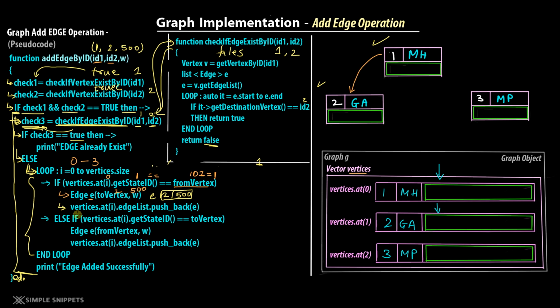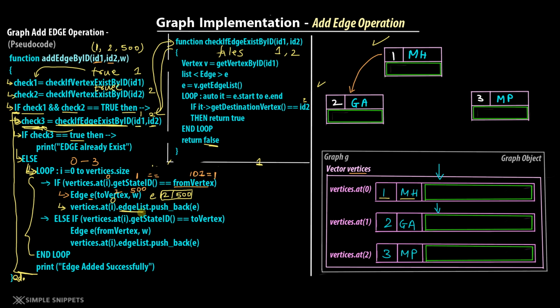The next step is you say vertices dot at, again 0 initially for the first step, dot edge list. This edge list is the list in every vertex object. Remember in the vertex class we have state ID, state name, and this green box, which is the edge list. In our code we have named it edge list itself, E small and L capital. So we say edge list, which is a type of list. What is list?